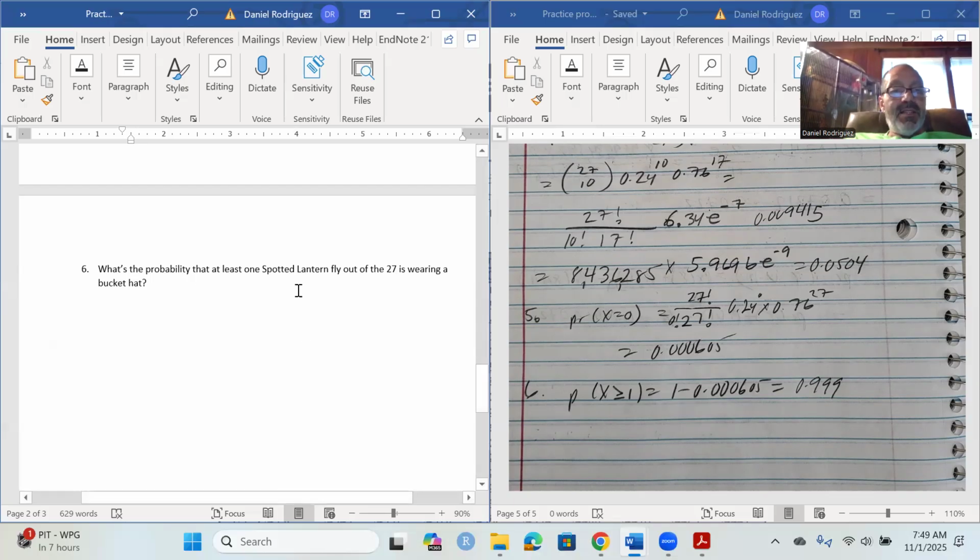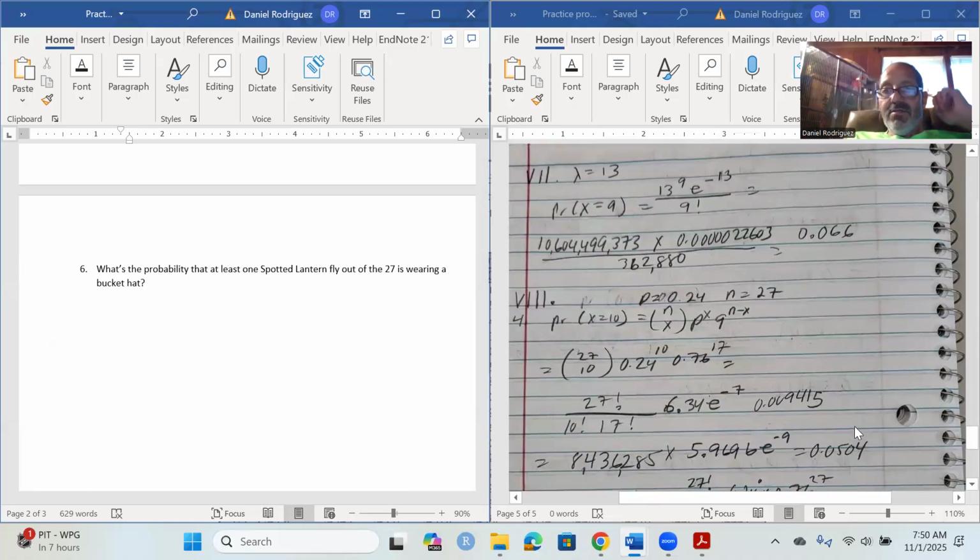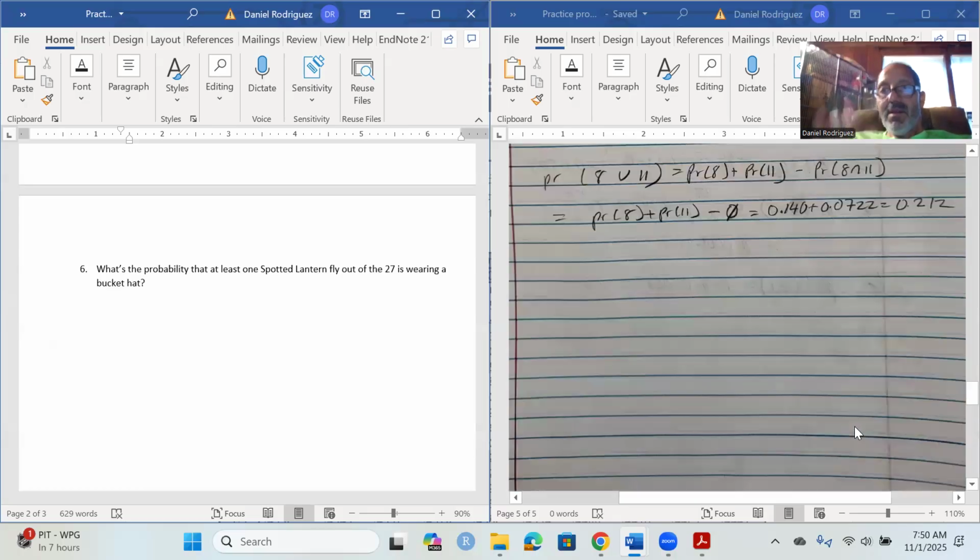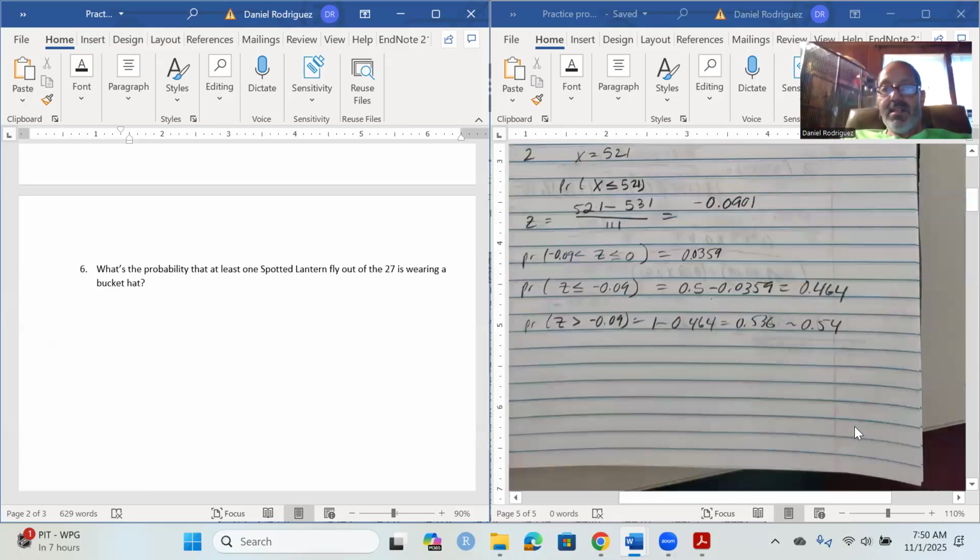So basically almost 100% chance. So what's the probability at least one spotted lanternfly out of 27 is wearing a bucket hat? It's almost 100%. Okay? It's just using your noggin. Piper taught me how to do that on one of his days off.